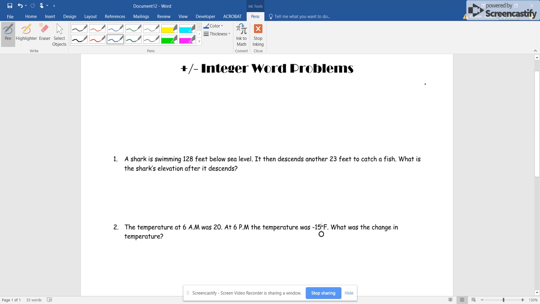All right, we're going to look at some adding and subtracting integer word problems. And the thing that can be a little tricky with these is knowing whether I need to write an addition expression or a subtracting expression.